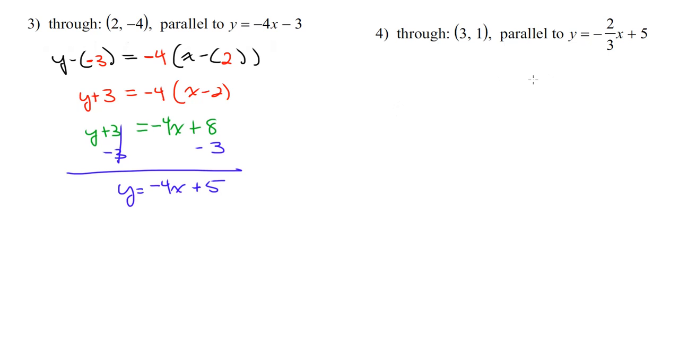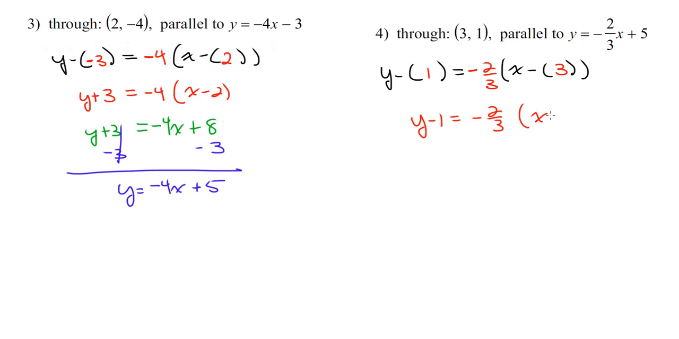Next example, write the equation of a line parallel to y = -2/3 x + 5 that passes through the point (3, 1). So y - y1 = our slope times (x - x1). Plug in our points. So we have our slope is -2/3, y1 is 1, and x1 is 3. So we have here y - 1 = -2/3 times (x - 3).